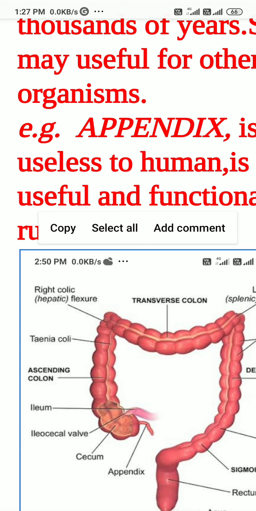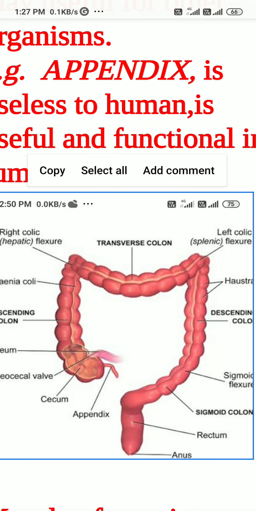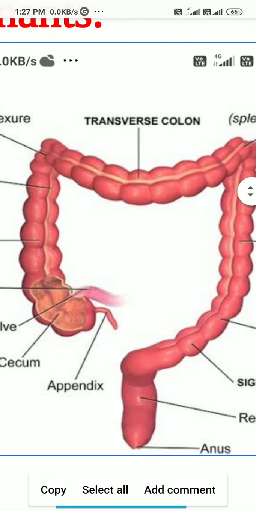But why is this present in humans? This indicates that humans may also have had this capacity to digest cellulose, but as time went on, there was no need to digest cellulose, and day by day the appendix started degenerating according to the law of natural selection, and now the appendix is not in use for human beings, and the same structure is useful in ruminants.